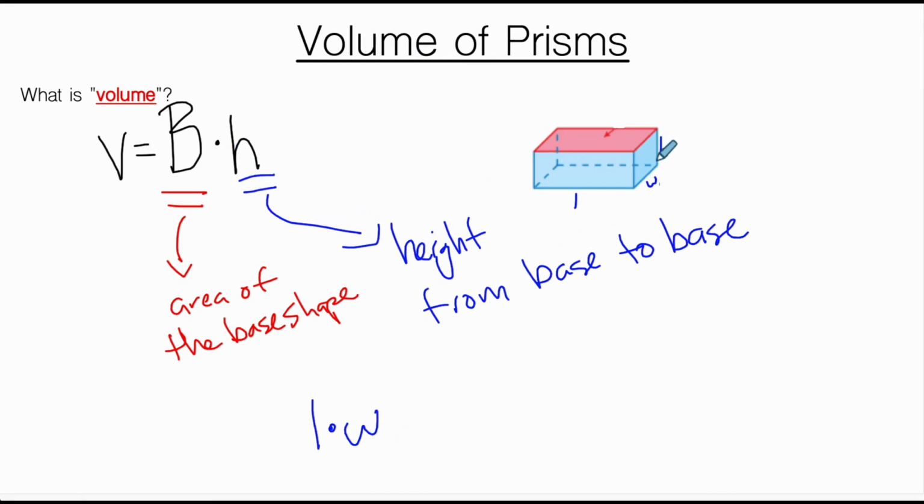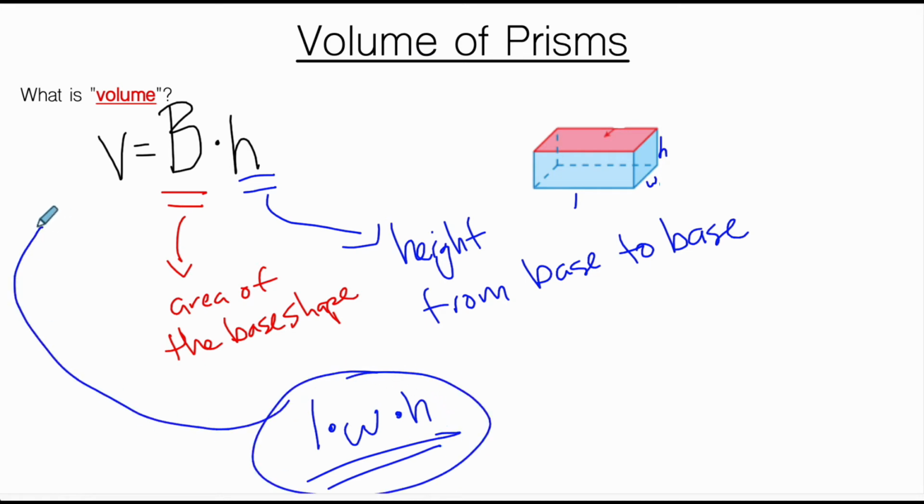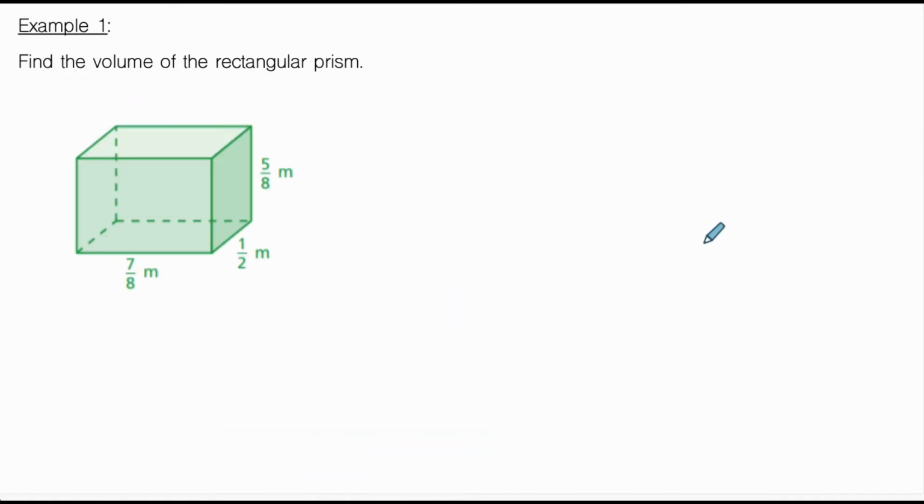The height of the prism is the height from base to base. So that's why it's length times width times height. What is it really though? Big B times little h, area of the base times the height. So let's look at this in practice.